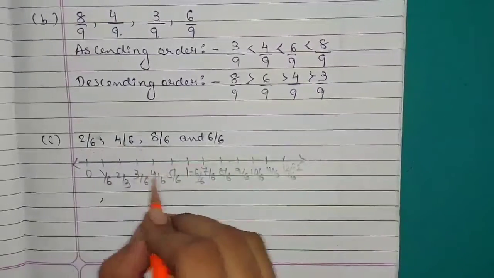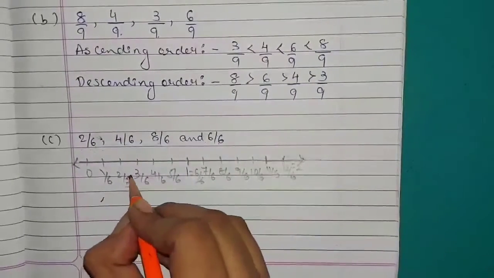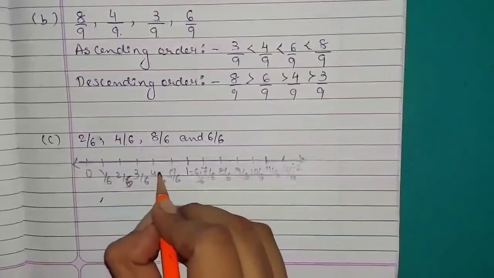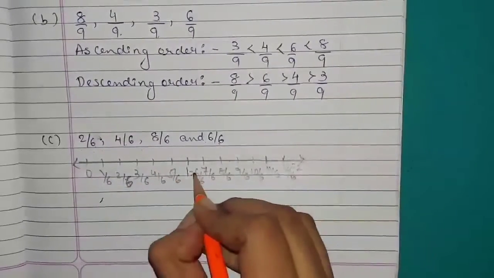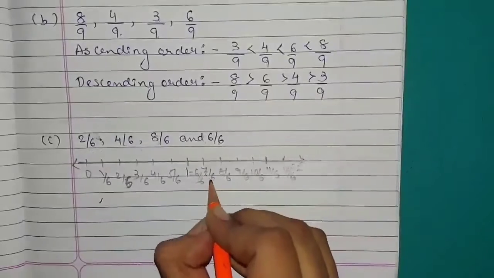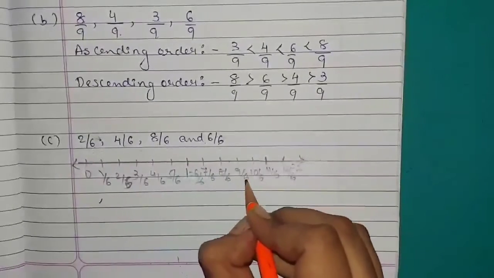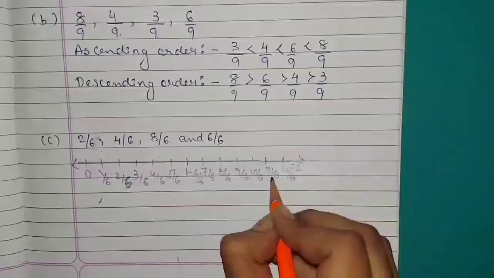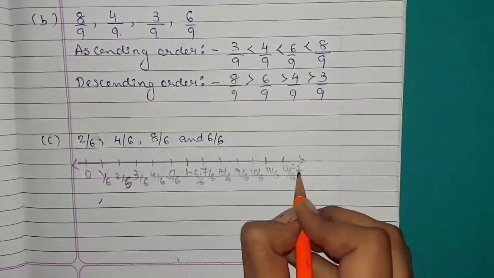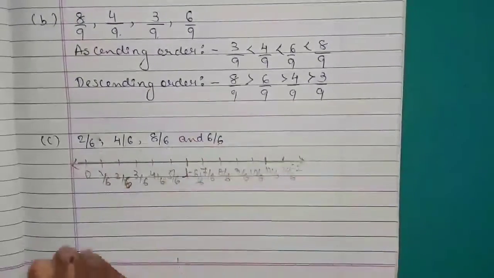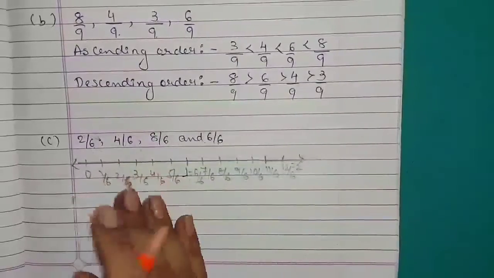So here 0 to 1. Then 1 upon 6, 2 upon 6, 3 upon 6, 4 upon 6, 5 upon 6, 6 upon 6 equals to 1. 7 upon 6, 8 upon 6, 9 upon 6, 10 upon 6, 11 upon 6 and 12 upon 6 equals to 2. Now, students, we have to give answers to the given question.